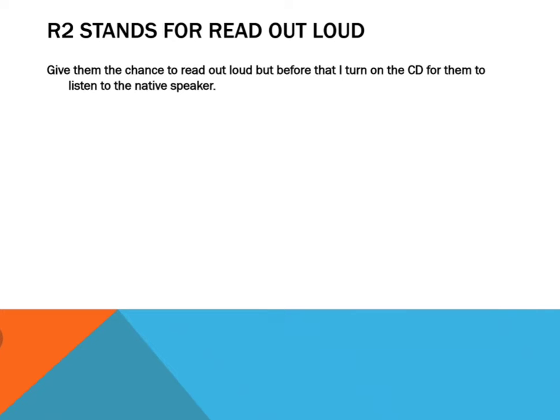Number 2, we have 3 R's. R number 1 is reading slowly and silently. R number 2 is for reading out loud in front of the whole class. Give them the chance to read out loud, but before that give them the chance to listen to the CD, to listen to the native speaker, so they know how to pronounce the words correctly. After that you give them a special part to read out loud in front of the class.